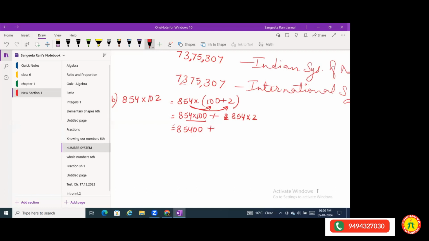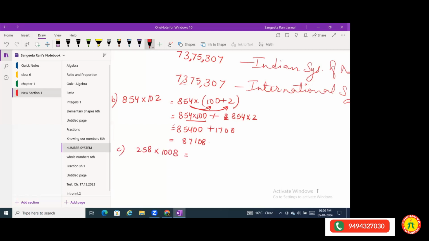When you multiply this with 2, you get 2 4s are 8, 2 5s are 10, 16, and then 17. This is what you get, and your answer will be 87108. Understood this, Aishwarya? Yes, ma'am. Now, Aishwarya, you try the other one also.